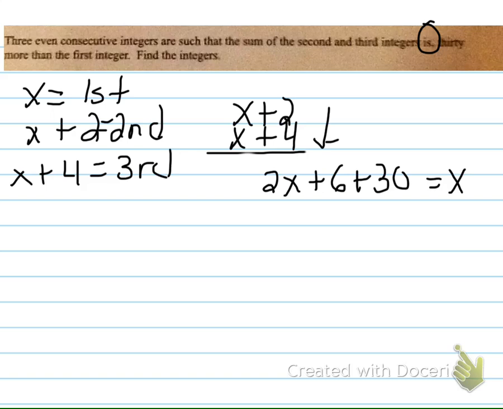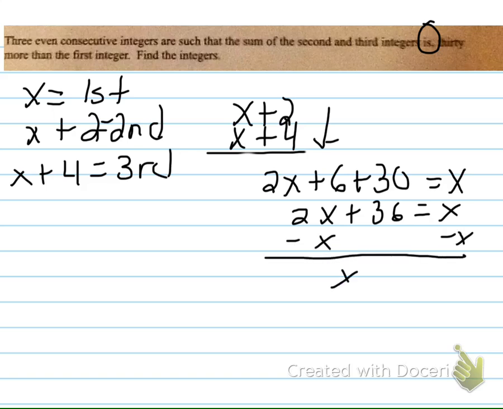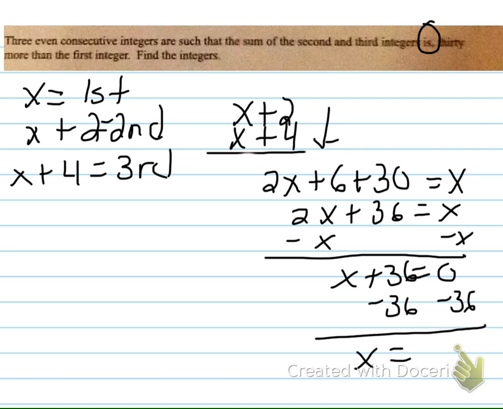Again, we'll combine some like terms. We'll get 2x plus 36 equals x. And I'm going to subtract an x on both sides. And that's going to give me x plus 36 equals 0. And I'm going to subtract 36 here, and I'm going to subtract 36 here. And that is going to give me x equals negative 36. Well, 2 more than negative 36 would give me negative 34. And 4 more than that would give me negative 32.